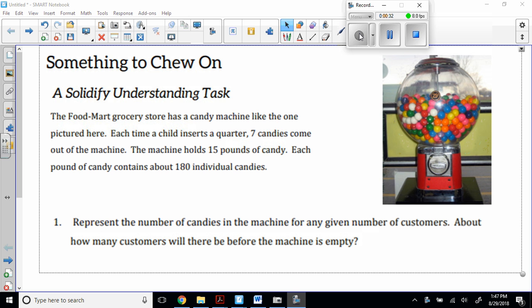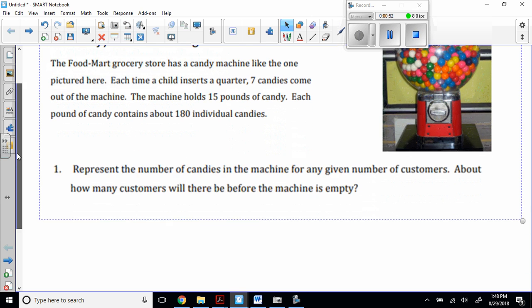Each time a child inserts a quarter, it's 7 candies, right? Now, that's important information. This 15 pounds of candy, well, that's how many pounds the machine holds. And it says 180 pieces per pound. So we can know how much they put in it, right? Good.